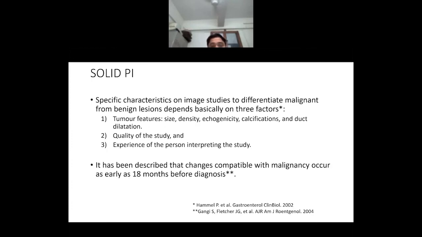The specific characteristics on imaging studies to differentiate benign from malignant lesions depend basically on three factors. First, tumor features, that is size, density, echogenicity, calcification, and duct dilatation. Second is the quality of the study and the experience of the person interpreting the study. It has been described that changes compatible with malignancy occur as early as 18 months prior to the diagnosis.